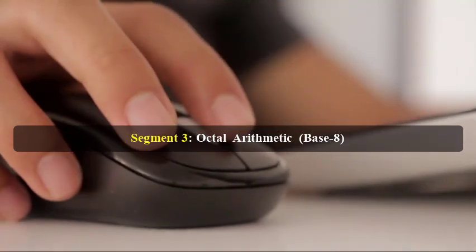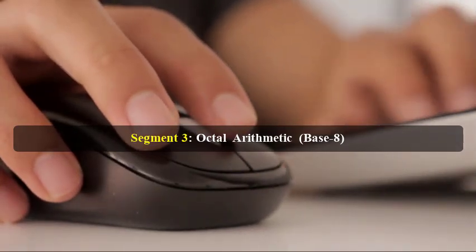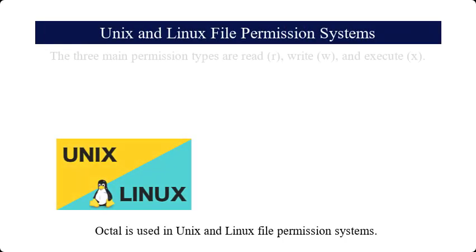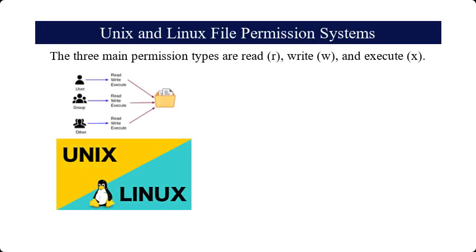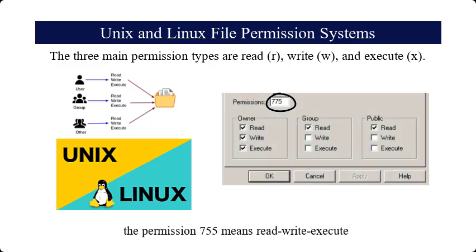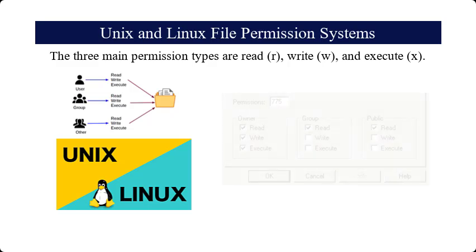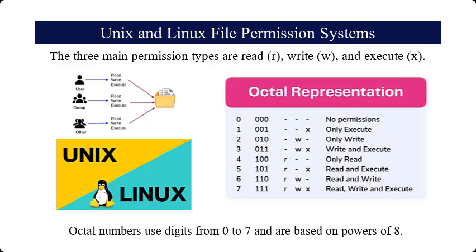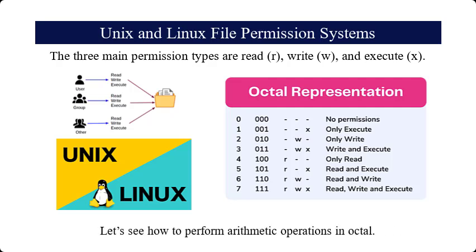Segment 3. Octal arithmetic, base 8. Octal is used in Unix and Linux file permission systems. For example, the permission 755 means read-write-execute for the owner and read-execute for others. Octal numbers use digits from 0 to 7 and are based on powers of 8. Let's see how to perform arithmetic operations in octal.